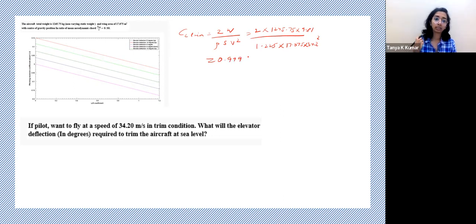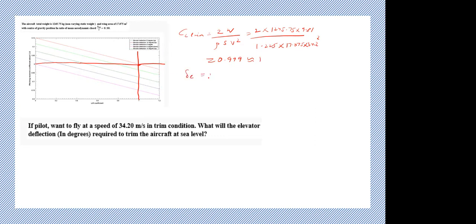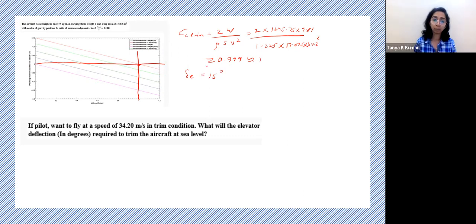Okay. Now there are two ways to do this. One is since the graph is given to you and you take this approximately equal to 1, you can just draw two straight lines. So just draw something like that. And at trim, you take 0. So you draw that line like that. So the point where it coincides is the red line. And the elevator deflection there, I believe, is 15 degrees up, correct? So yes, delta E is 15 degrees up, and up we know is negative. So that is minus 15 degrees.